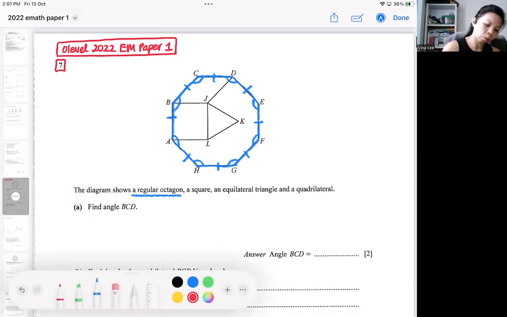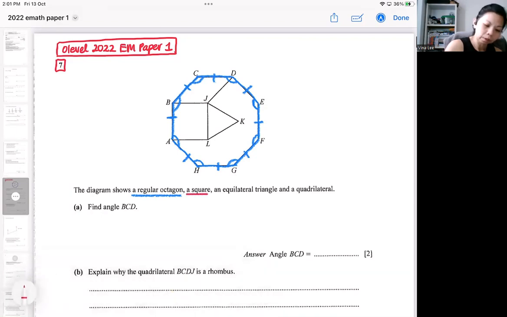Okay, then there is a square. So where exactly is the square? So a square is here. Obviously a square is also a regular shape. That means all the sides are the same. So one of the sides is already a standard length. Standard length is like you dash it. So that means all the other sides will also be the same length. That's a feature of a square. And being a square, we also got 90 degrees.